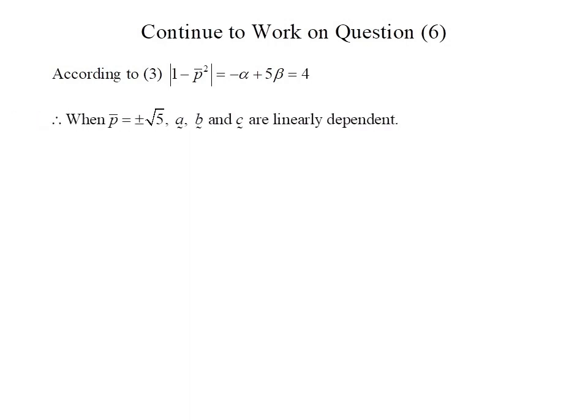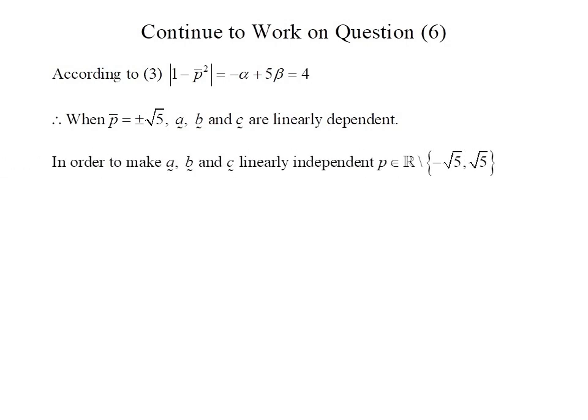Here we continue to work on question 6. Based on the calculated values of alpha and beta, and according to the third equation, modulus of 1 minus p squared equals negative alpha plus 5 beta, which equals 4. So the values of p equal plus or minus square root of 5. That makes vectors A, B, and C linearly dependent.